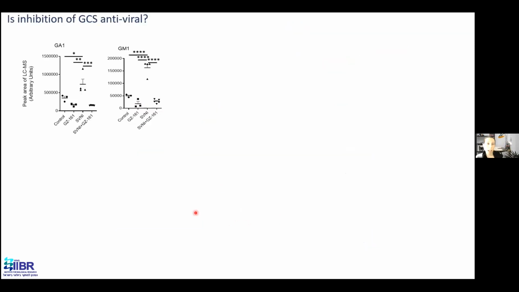So first, as I showed you before, the infection leads to elevation in the serum of these mice of GA1 and GM1. And when we treat the mice with GZ161, it really did what it's supposed to do: inhibit the synthesis of glucosylceramide, and it's reflected here by the reduction. There is no elevation of gangliosides in the serum of the mice when we treat them with the inhibitor.